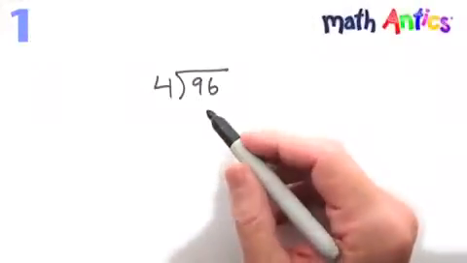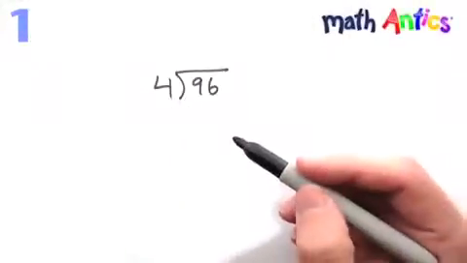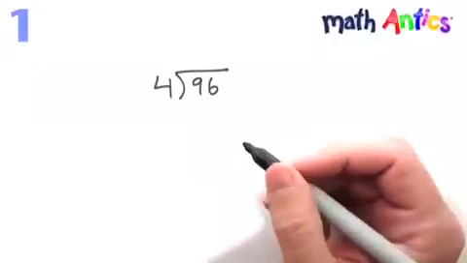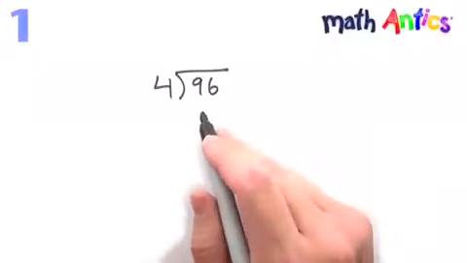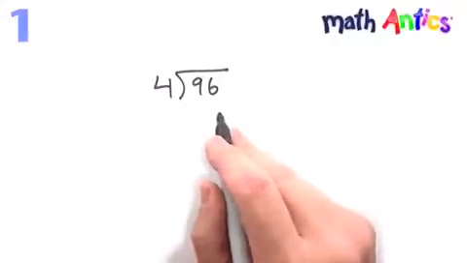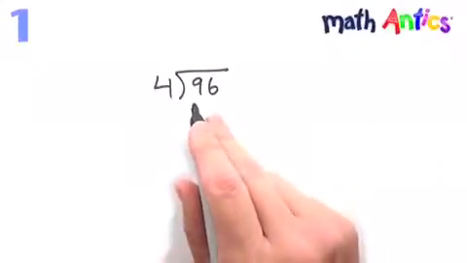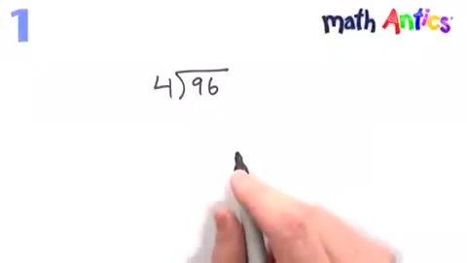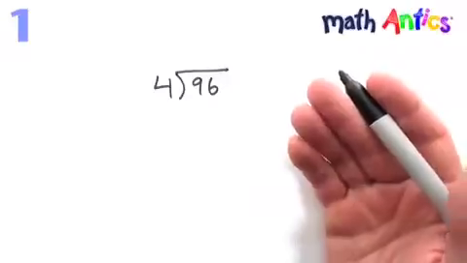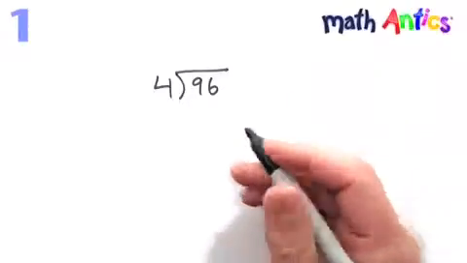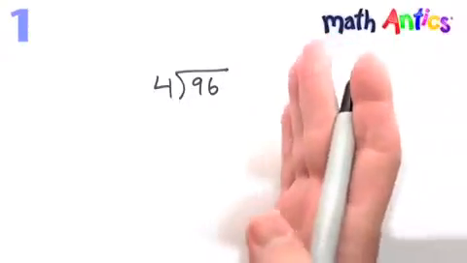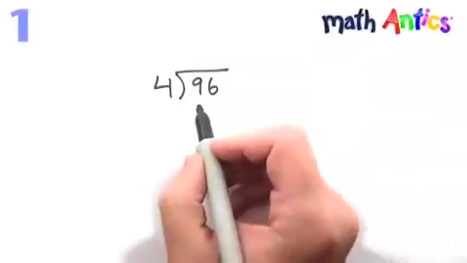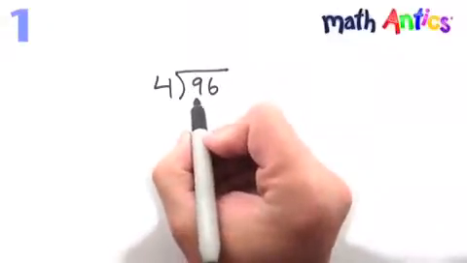Our first problem is 96 divided by 4. And if you remember in the video, the secret to long division is to go digit by digit. And with division, we start with the digits on the left and move to the digits on the right, unlike multiplication and addition and subtraction, where you start with the ones place digit and keep going left. So in our case, that means we start with the 9.